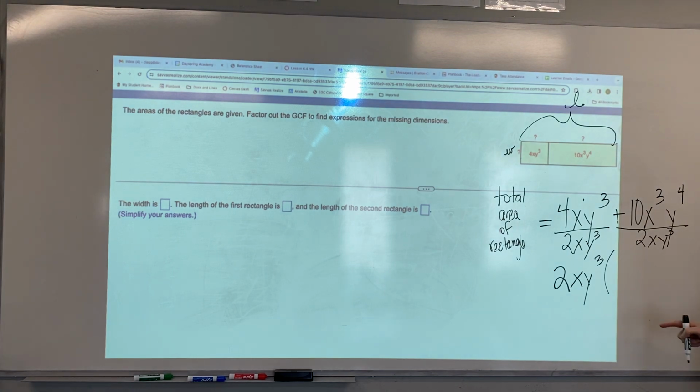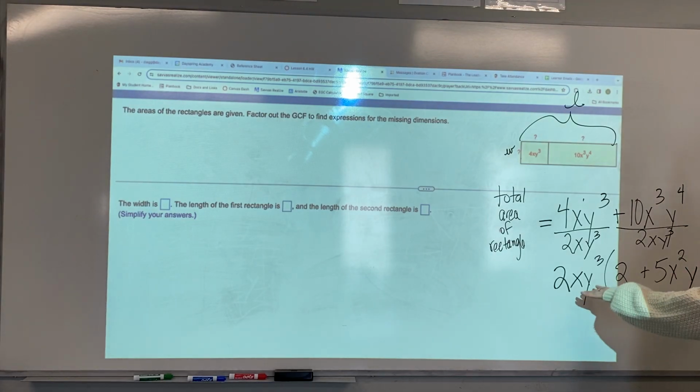to get our polynomial in here. So we get 4 divided by 2 is 2, x divided by x is gone, y to the third divided by y to the third is gone. Plus positive 10 over 2 is plus 5. X cubed over x is what? X squared. Y to the fourth over y to the third is just y. Okay, so what we just did is the same thing that we did for all the other problems when we factored the expression using the GCF.